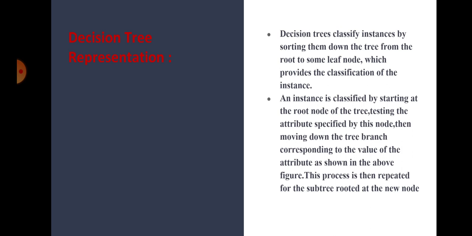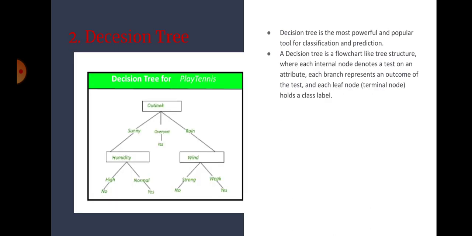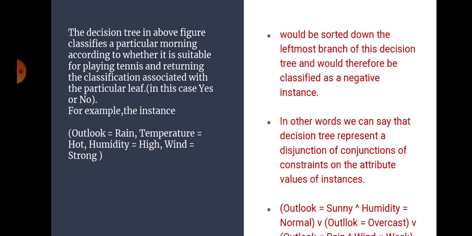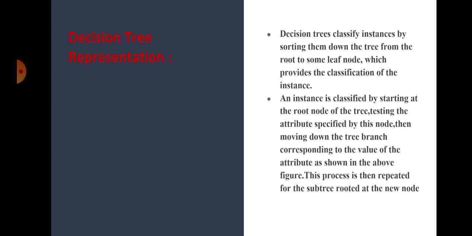So a decision tree classifies instances by sorting them down the tree from the root to some leaf node, which provides the classification of the instance. An instance is classified by starting at the root node of the tree, testing the attribute specified by this node, then moving down the tree branch corresponding to the value of the attribute, as shown in the above figure. This process is then repeated for the subtree rooted at the new node. You can see that this is our decision tree.